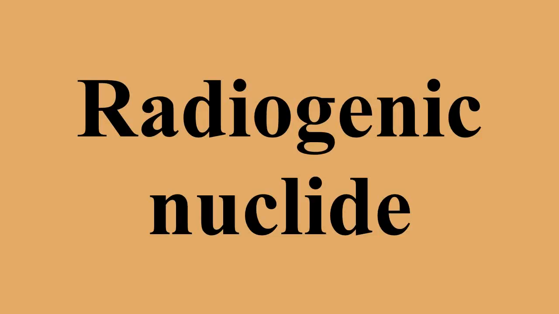A radiogenic nuclide is a nuclide that is produced by a process of radioactive decay. It may itself be radioactive or stable. Radiogenic nuclides form some of the most important tools in geology. They are used in two principal ways.